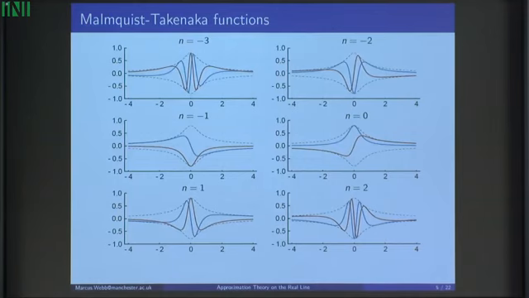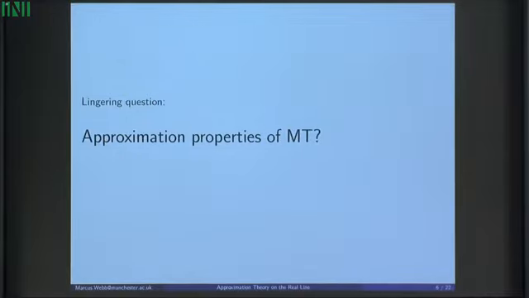And what do they look like, these rational functions? They look like this. I've plotted the real and imaginary parts in blue and red for various indices. They look like a basis. They oscillate faster and faster as you increase the degree. And the lingering question is always, what are the approximation properties of this basis? I've shown you all these nice properties, but how well does it approximate functions? Is it actually going to be useful as a basis?